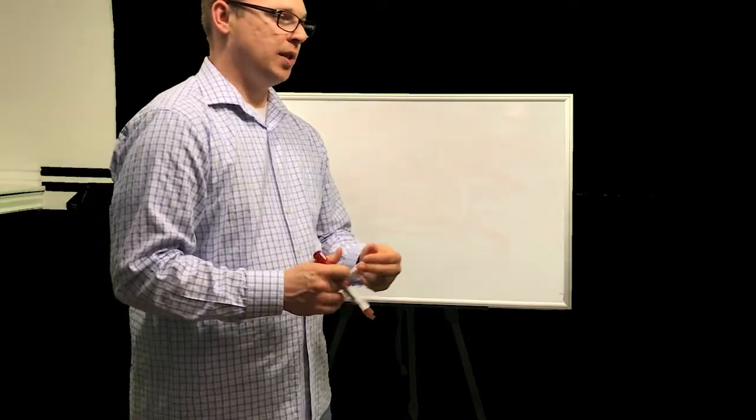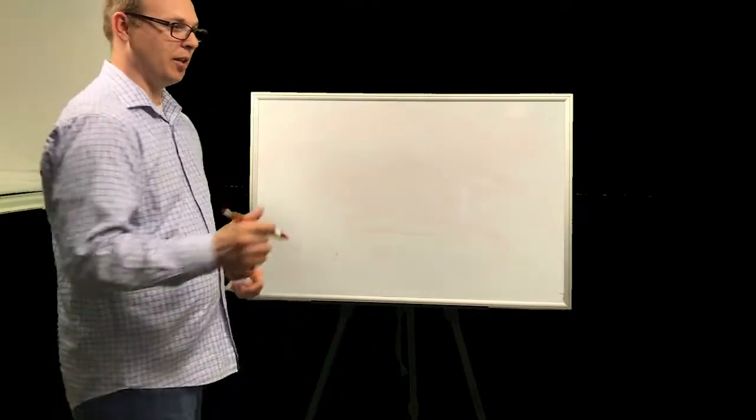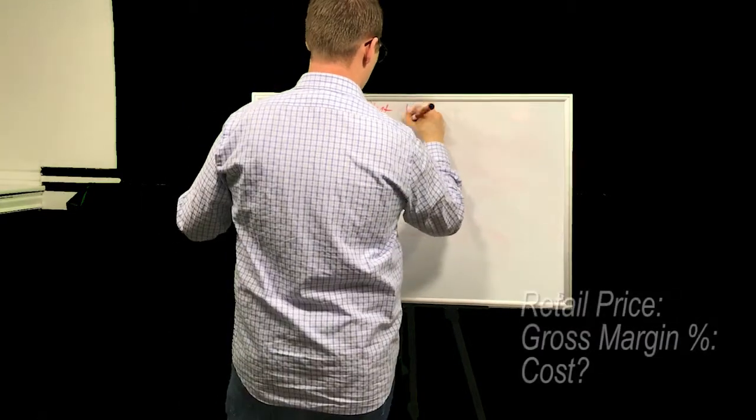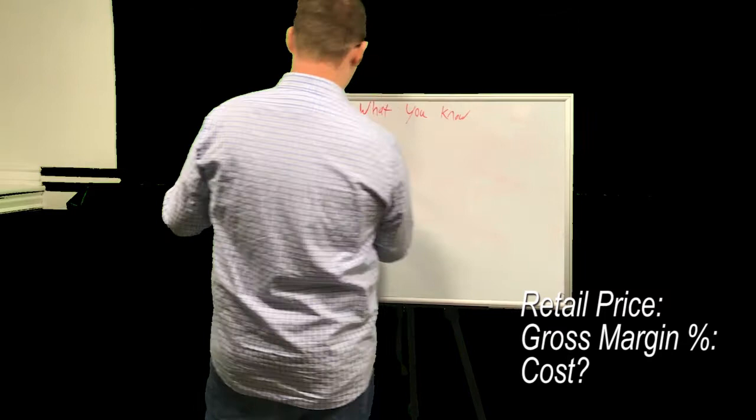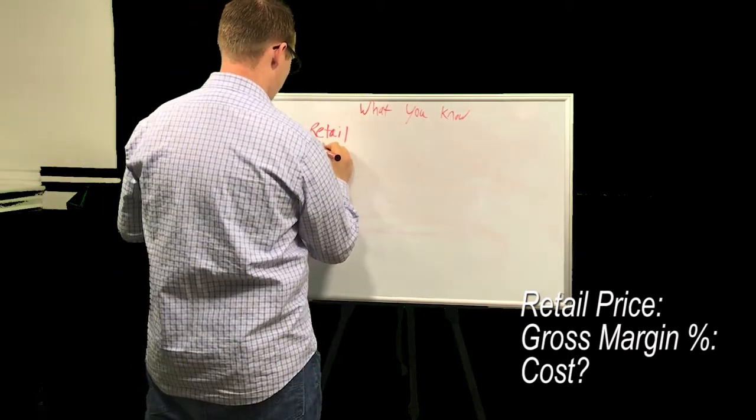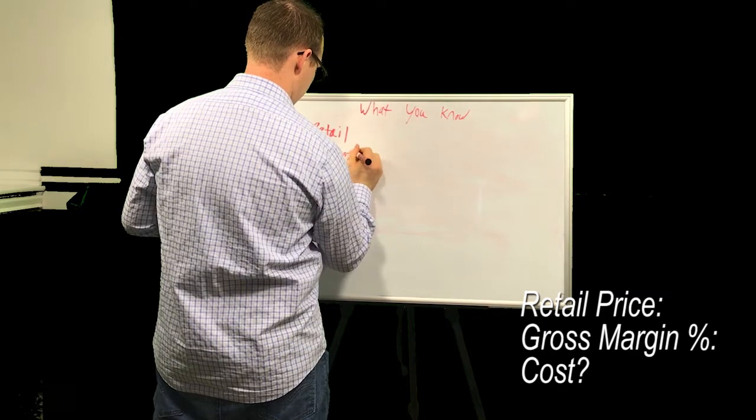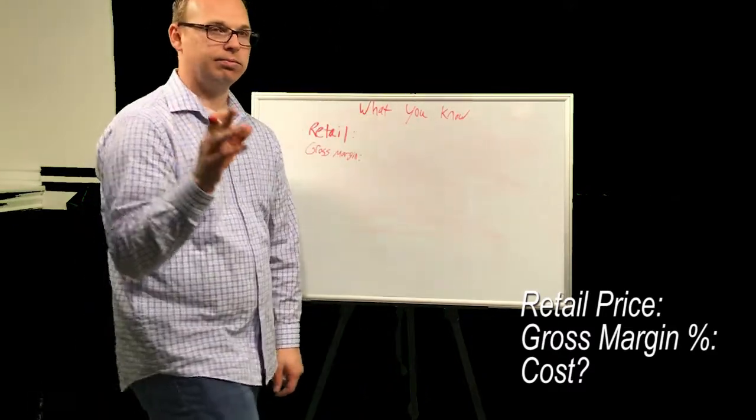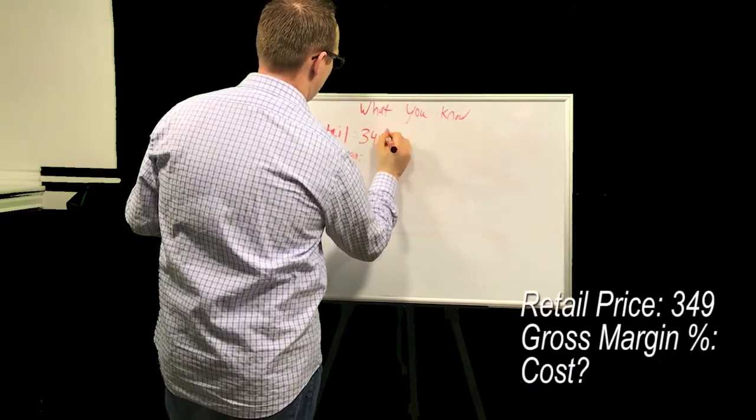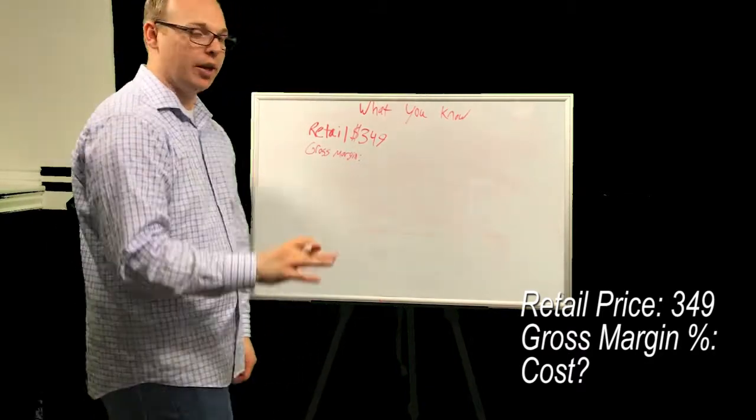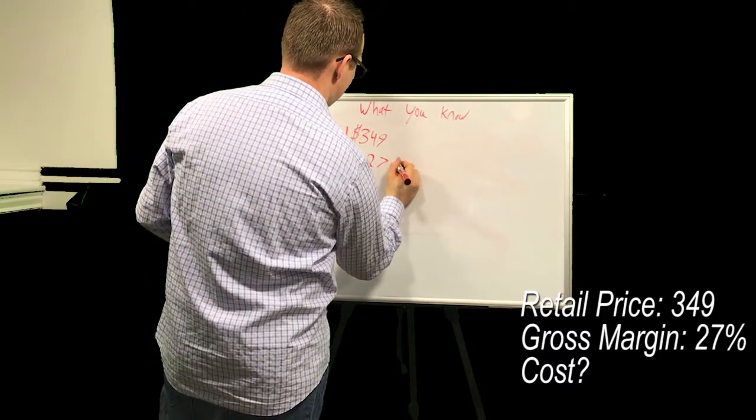So let's say we know our retail and we know our gross margin and we want to find cost. So let's reverse engineer cost, okay? When you know the retail price, here are things you know: you know retail, and you know gross margin. Let's do a retail of $349. Let's just give you a number to work with. And we want a gross margin of, let's make it a lower gross margin. Maybe you're in the white glove service. Let's do a gross margin percent of 27%.